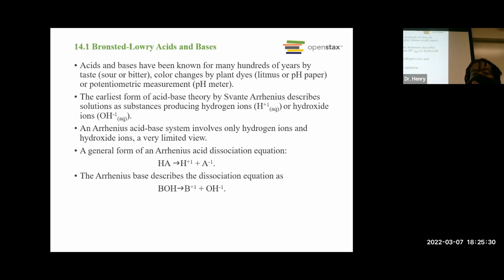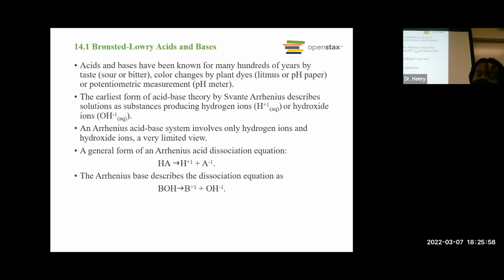So the early form of acid and base theory was basically described by Arrhenius. Arrhenius basically said that it had the H+ ion, or the hydrogen ion, or the hydroxide ion. So Arrhenius acid-base theory basically involved only the hydrogen ions or the hydroxide ions. And so this is basically a very limited view. We needed to expand it beyond that.